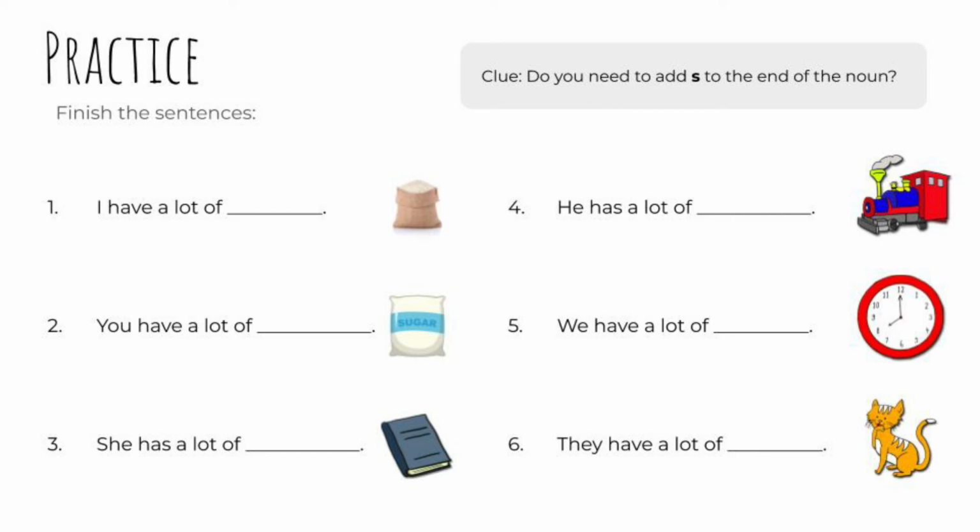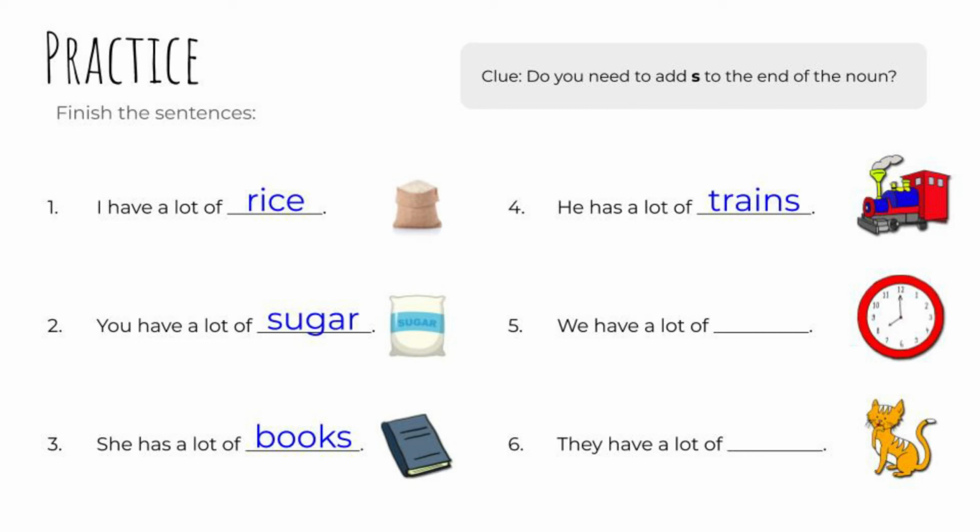1. I have a lot of rice. Rice is uncountable. We do not add S. 2. You have a lot of sugar. 3. She has a lot of books. We can count books. Add that S. 4. He has a lot of trains.